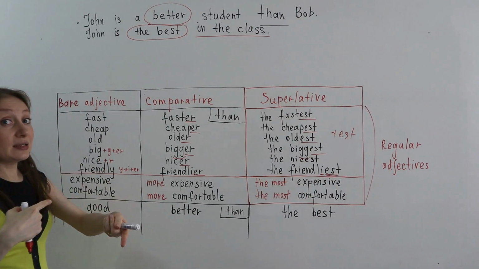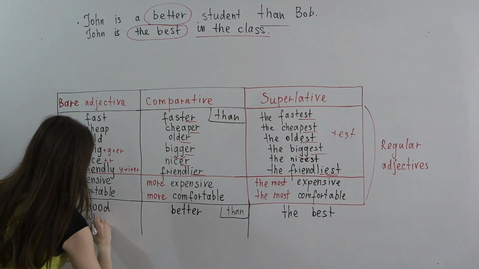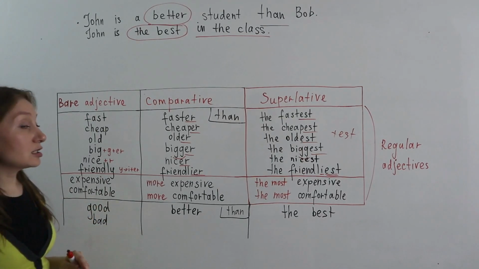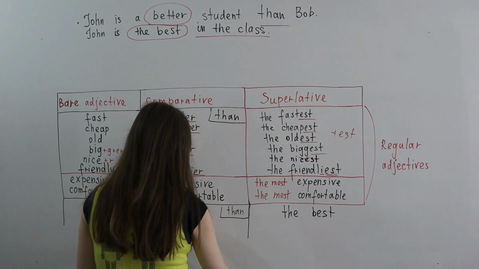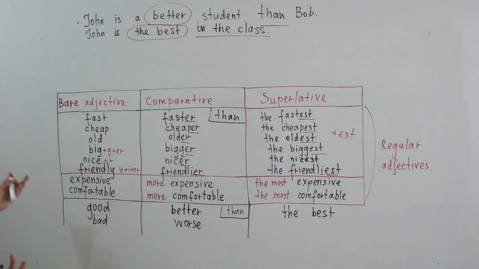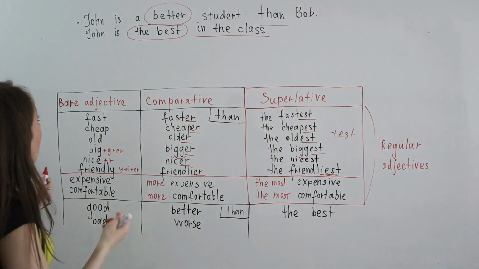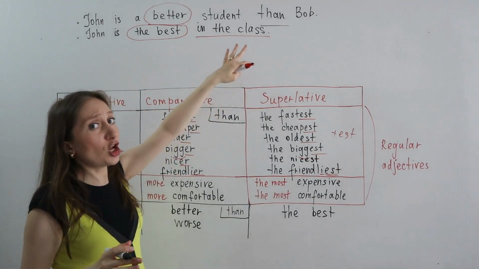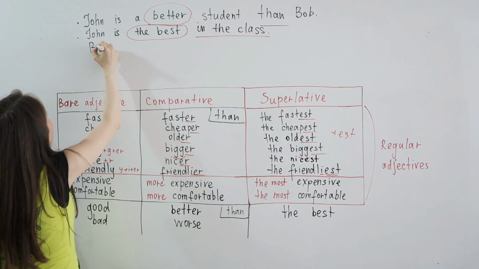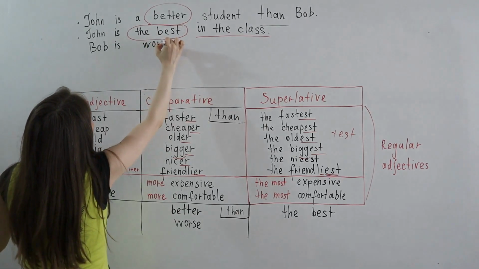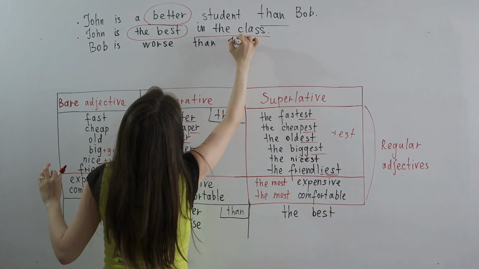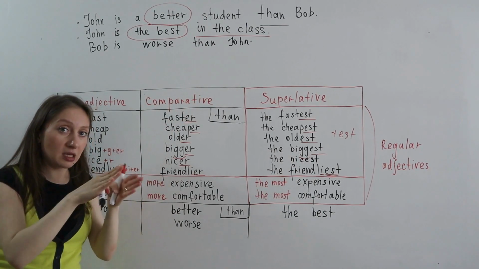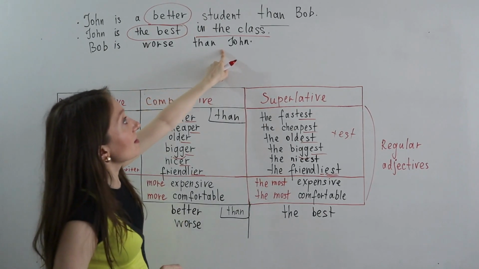So good, the opposite is bad. Let me write it. Bad. And the comparative degree for this adjective, bad, is worse. Worse, right, than something. Let's take the same John. Okay, imagine that he is Bob, and he's not as good as John, and we will write Bob is worse than John. Why? Because John is better than Bob, right? Good is positive, bad is the negative one. They are opposite adjectives.